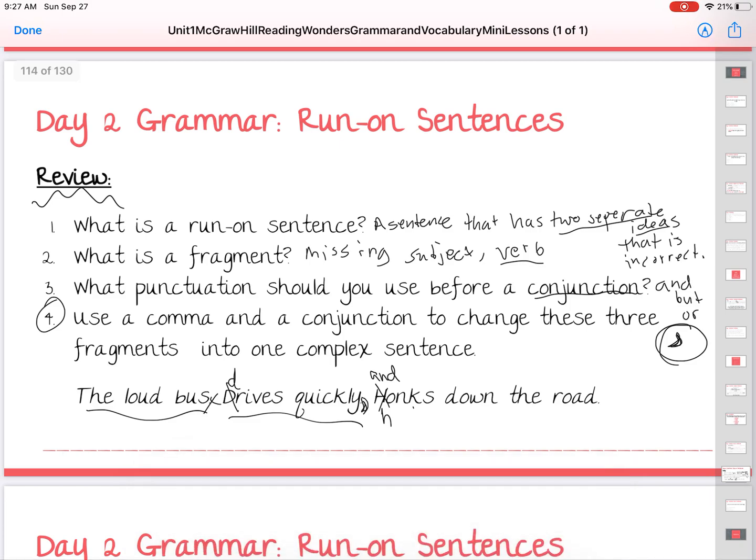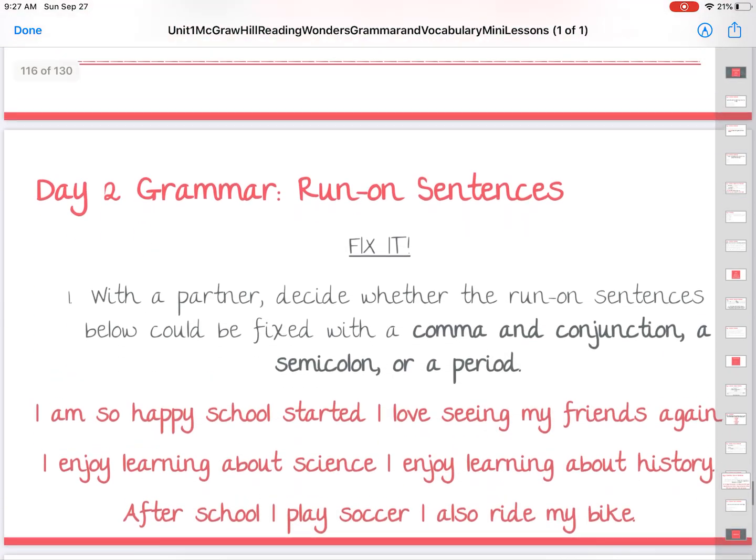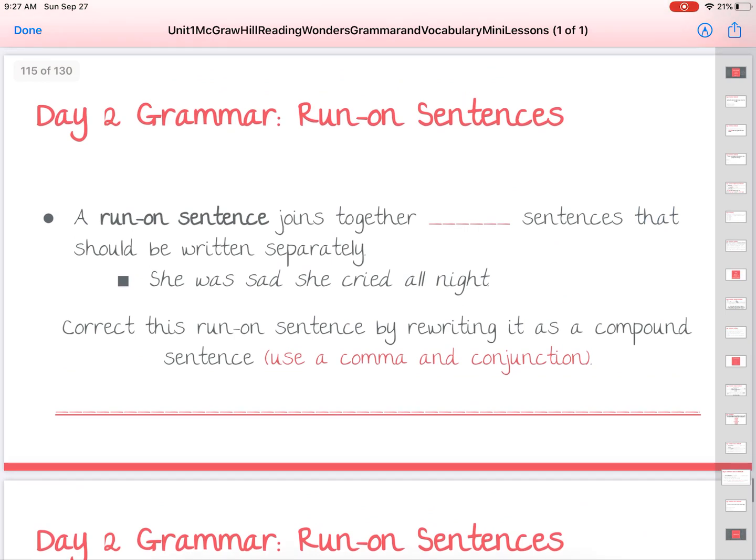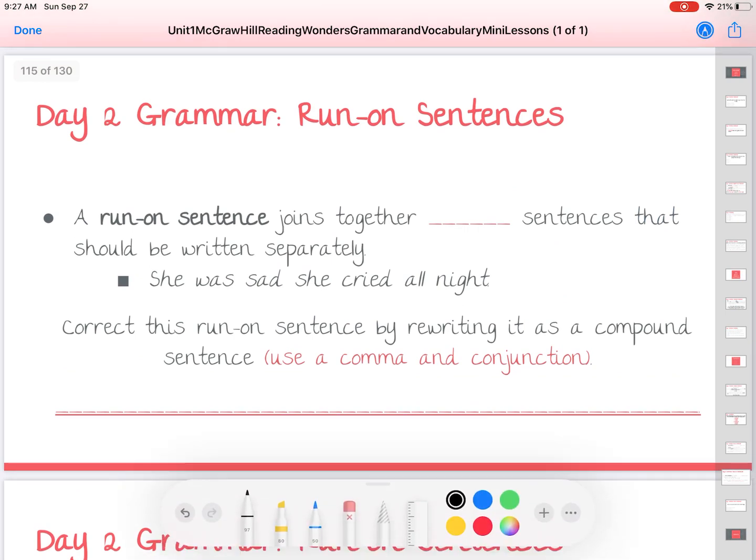And today, we are just going to dive into the definition of a run-on sentence, which you technically already have in your notes, so you don't need to take these in your notes today. It says, a run-on sentence joins together two sentences that should be written separately. She was sad, she cried all night. So, correct this run-on sentence by rewriting it as a compound sentence. Use a comma and a conjunction.